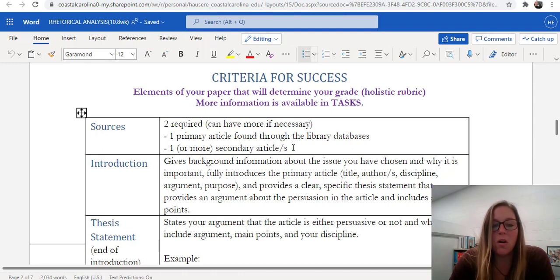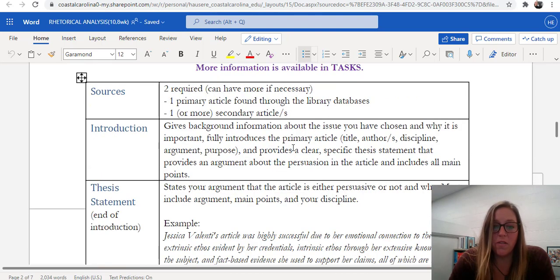However, you also need, for your ethos paragraph, to include the author's credentials. If your primary article does not list your author's credentials, then you're going to have to research those, and that is going to be an additional secondary source. There's more information further down in this assignment sheet about choosing those secondary sources.